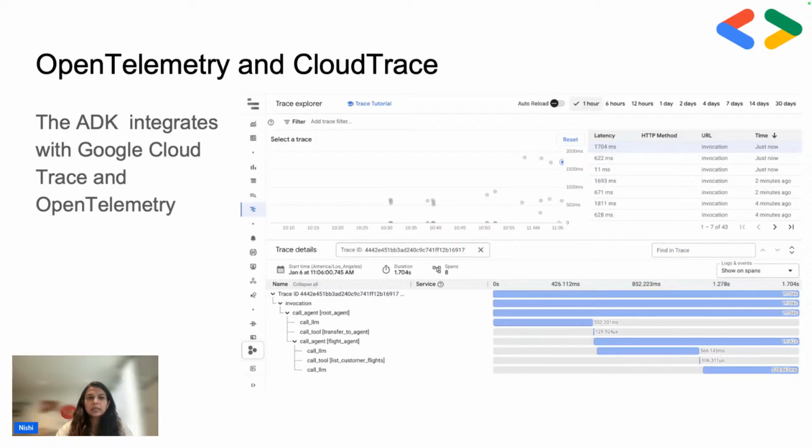Then ADK integrates with Google Cloud Trace and OpenTelemetry. So you can use this to trace the request response times. You can actually trace the steps of the agents, like which step is taking how much time to process, how many tokens a request took to process, end to end. You can do all sorts of telemetry over here.